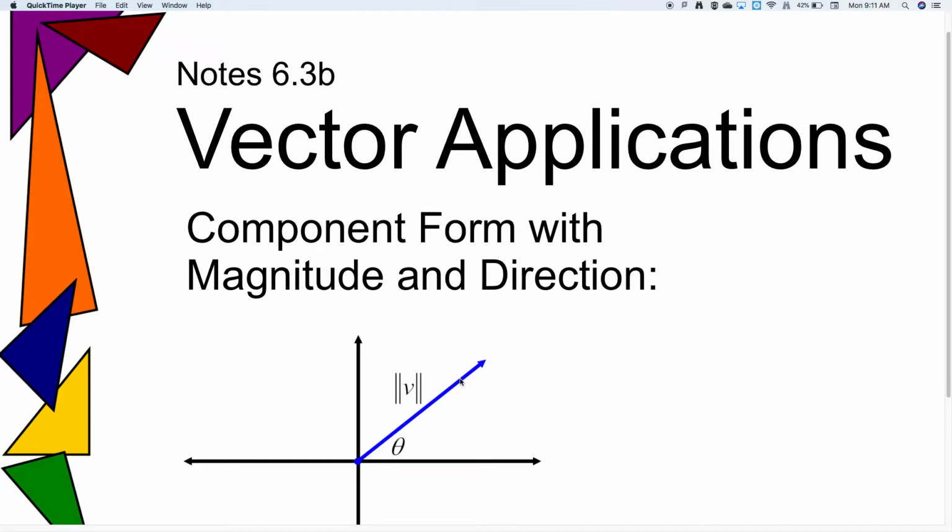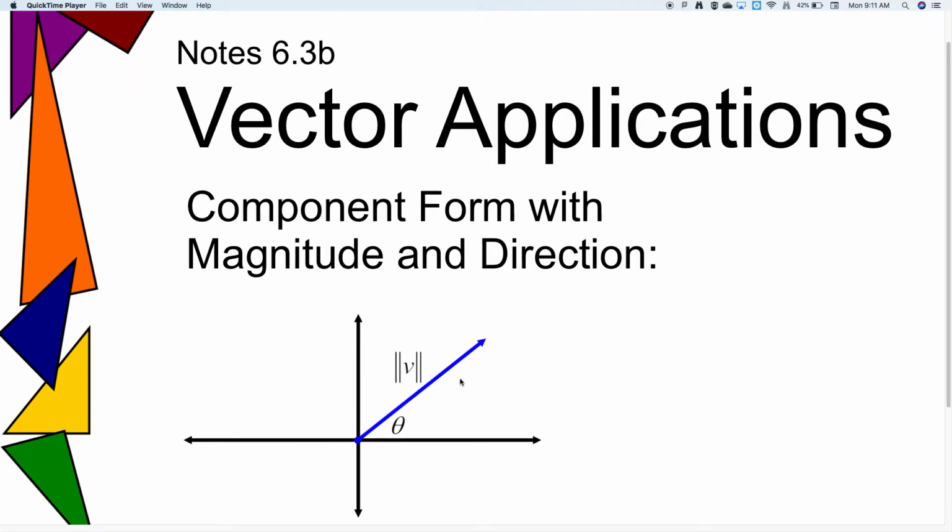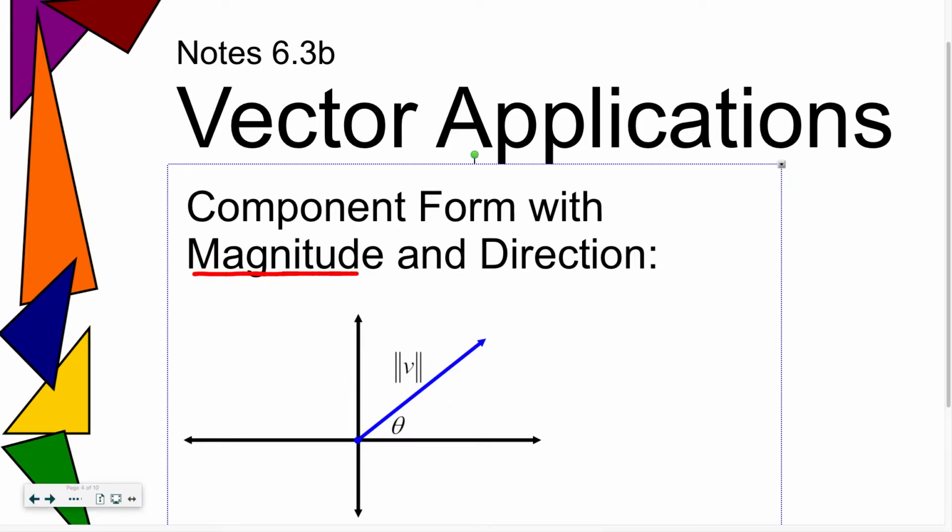Vector, so then we wouldn't be able to write its component form. Today we're going to get two new pieces of information. Instead of its initial point and its terminal point, I'm going to get the information of the vector's magnitude and its direction.